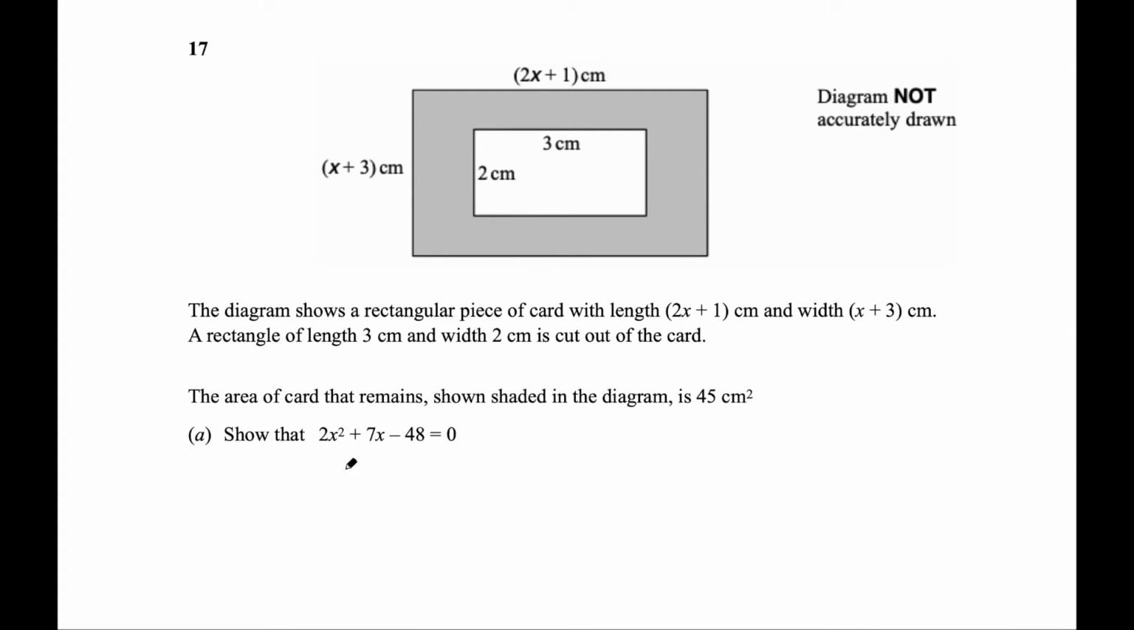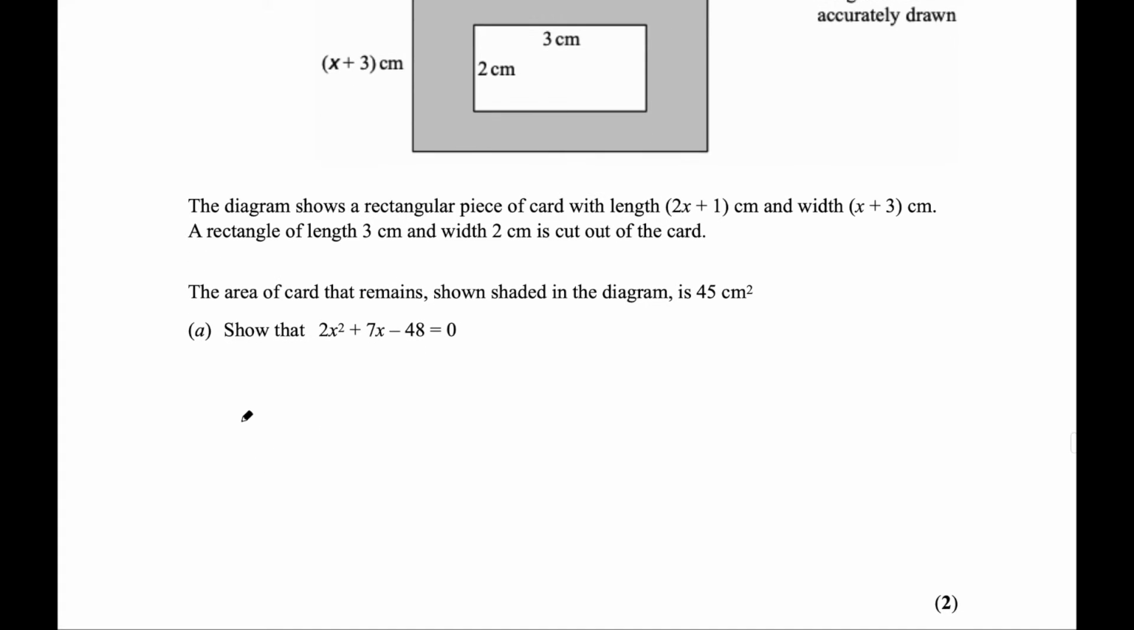Okay, so obviously this question part A is related to all of this up here. They're not just saying randomly show that this quadratic equals 0. You need to use all of this information to get to that. Well, firstly, I would suggest just trying to work out an expression that relates to this shaded area. So for starters, you could say the area of this large rectangle is the width times the length. So 2x plus 1 times x plus 3. That would be where I would start.